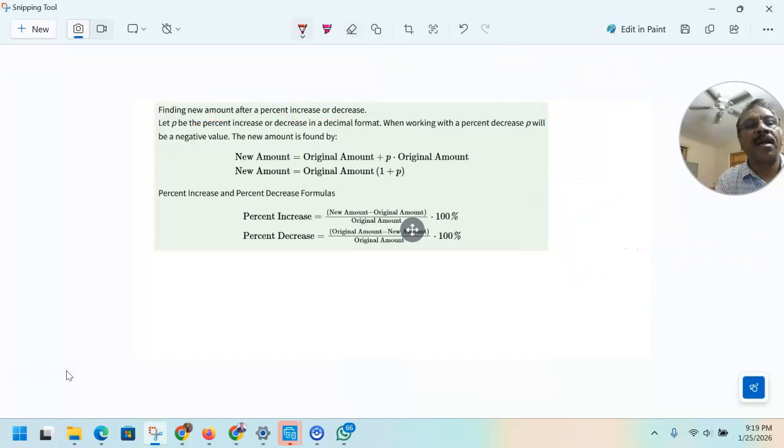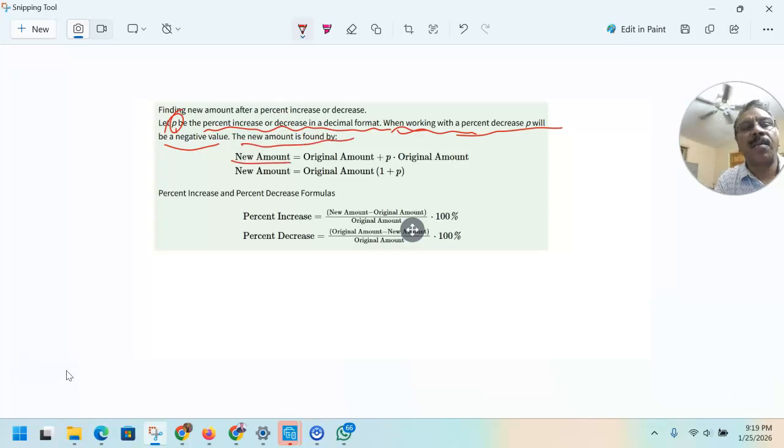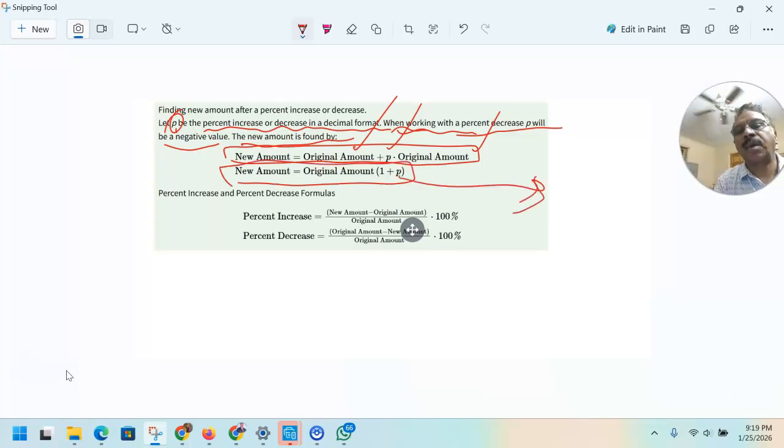And the formulas are: if P is the percent increase or decrease in decimal format, when we're working with a percent decrease, P will be negative. So increasing will be positive, decreasing negative. The new amount is the original price plus that percent times the original price. And this is like a shortcut. As you become confident, it's better to use the second one. And if you get confused, I would use the first one.